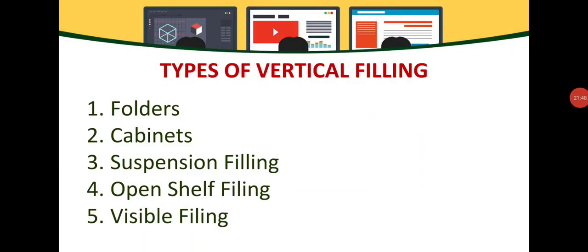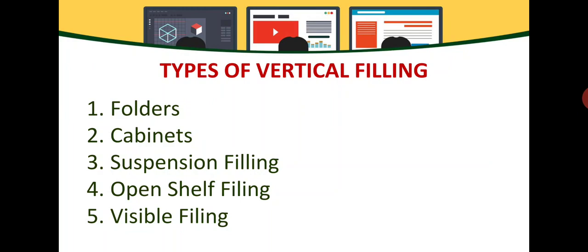Now, the types of vertical filing system. The first one, that is the organization uses folders to file their data. Second one, that is they are using cabinets. Third one, that is they are using suspension filing system. Fourth one, that is open shelf filing system. And fifth one, that is visible filing system.